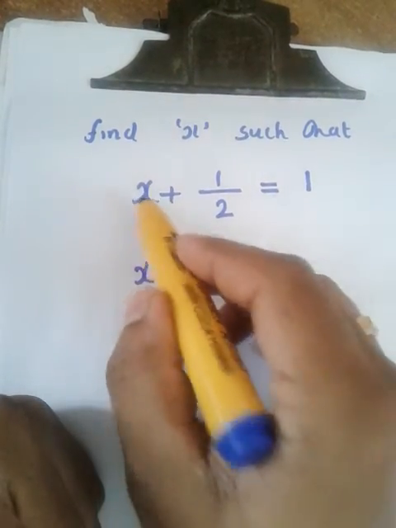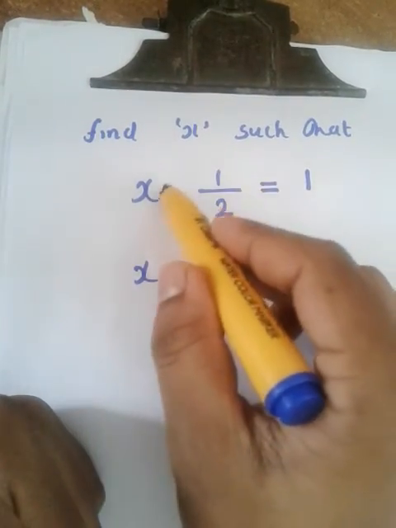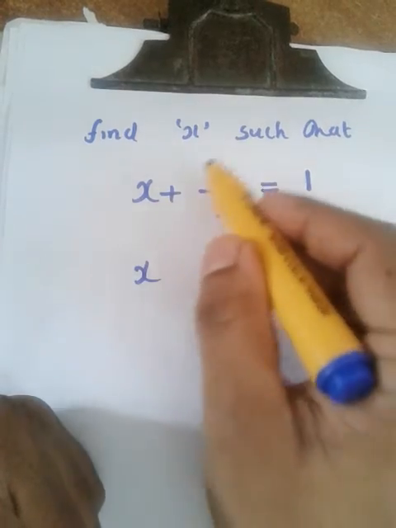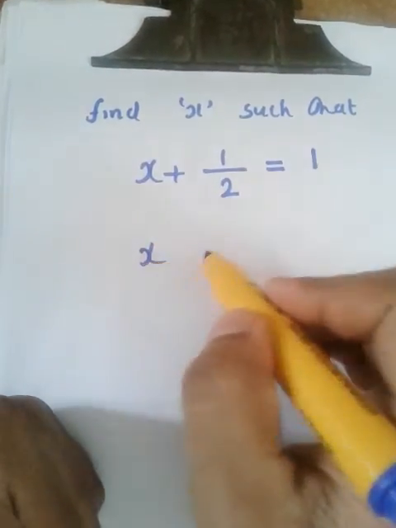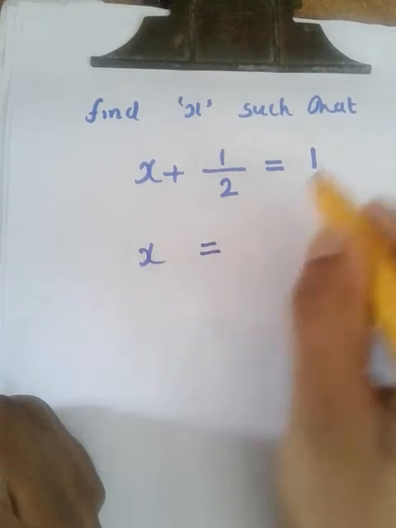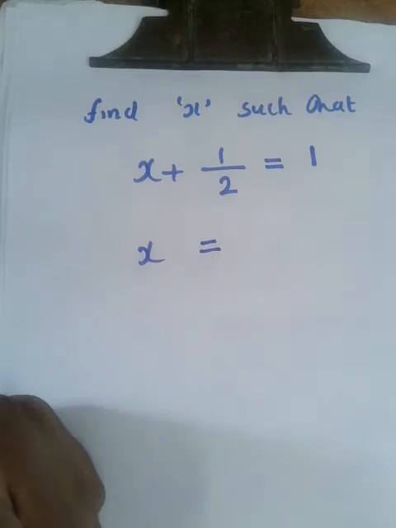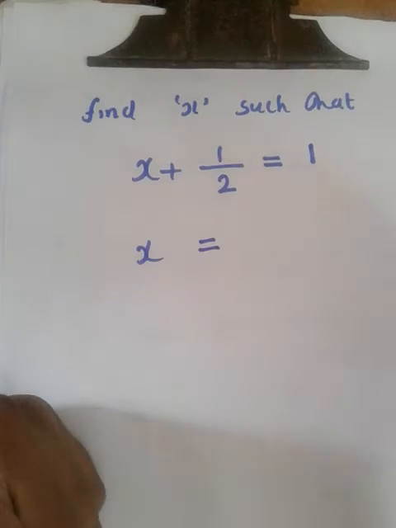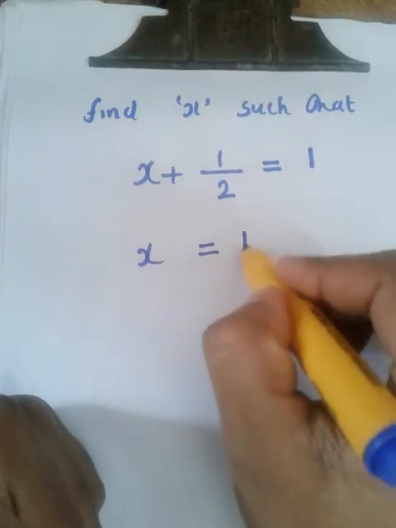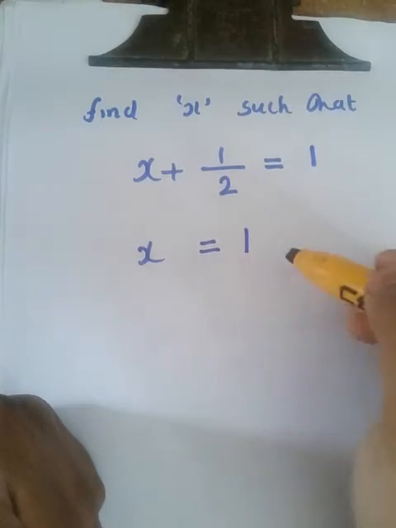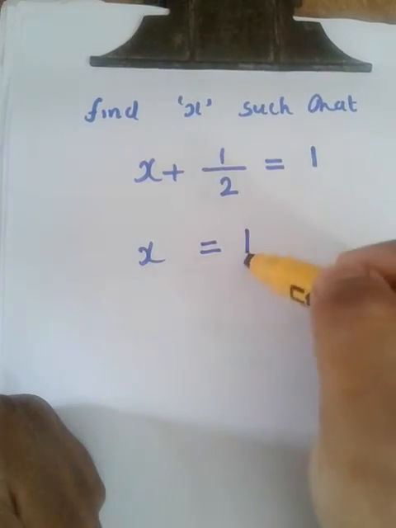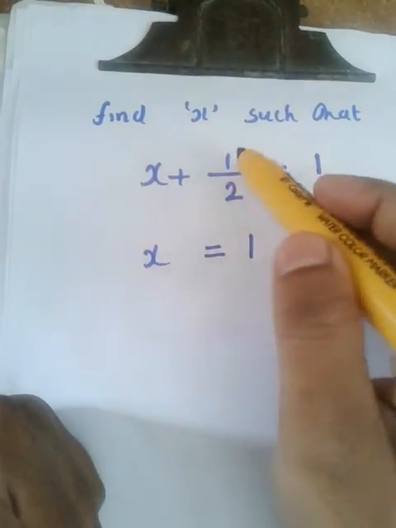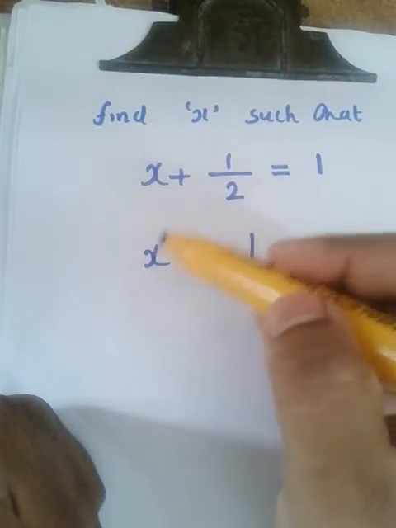Clear? So maintain x on the left side, and this term plus 1 by 2, take that term to the right side. So maintain x on the left side alone. On the right side there is 1. We should keep the 1 as it is without any change. Just write that 1.